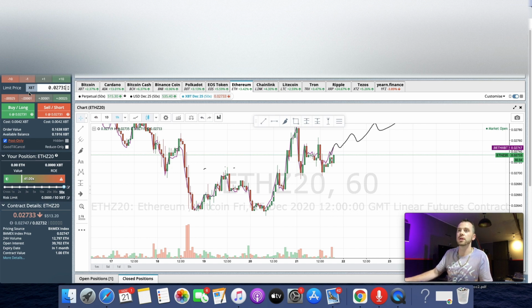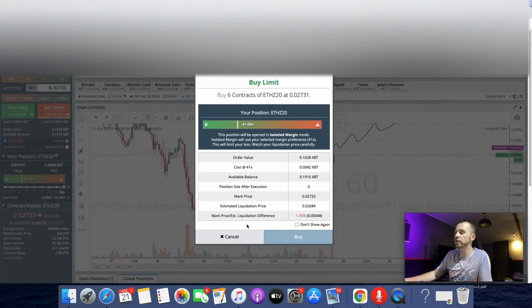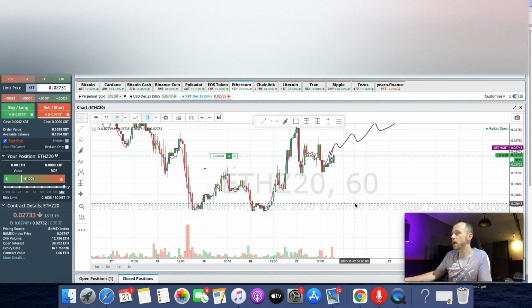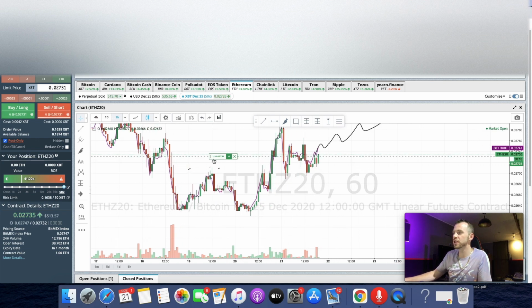That's it. Now we want to have post only on, which reduces the fees, I believe, but we don't want reduce only on. That's if you're exiting a trade. So we would post this and you'll be able to see our price is actually now in the books.